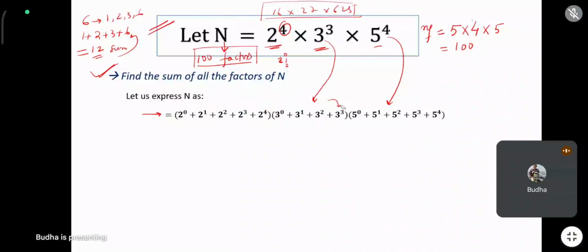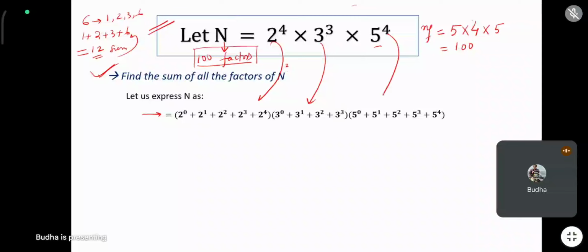क्या किया मैंने? What I have done? I have just taken the same base, exactly the same base, and हर एक के लिए I have written as an algebraic expression. It is just like a plus b into c plus d and so on. So I started from 0 till the maximum power 4, 0 till the maximum power 3, क्योंकि यहाँ पे 3 है. So just solve this. If you solve this, you will get the sum of factors.